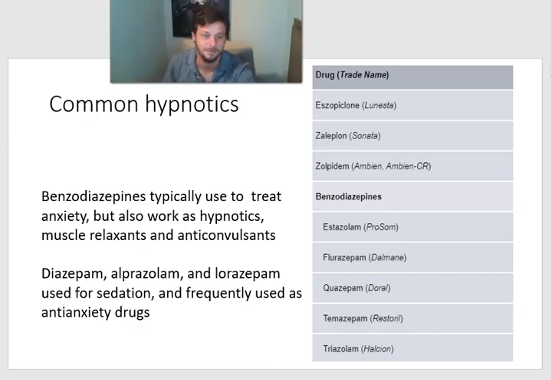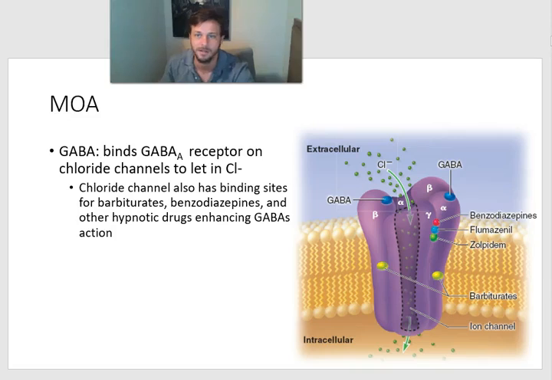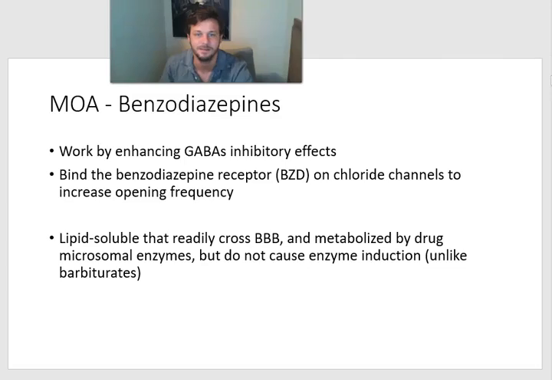So the way your benzodiazepines work, you saw it right here. Same way your barbiturates work on this chloride channel, enhancing the effects of GABA. They bind the benzodiazepine receptor, BZD, on the chloride channel to increase the opening frequency. They are lipid soluble, so they cross the blood-brain barrier really easily. They're metabolized by the drug microsomal enzymes in the liver, but they don't cause enzyme induction. Your barbiturates will cause an enzyme induction.